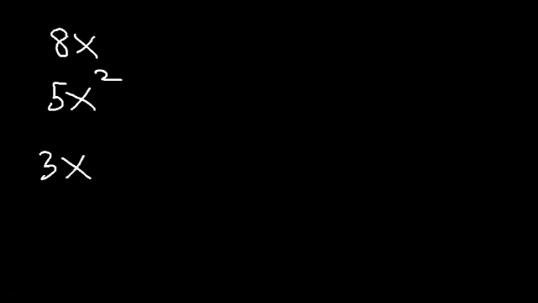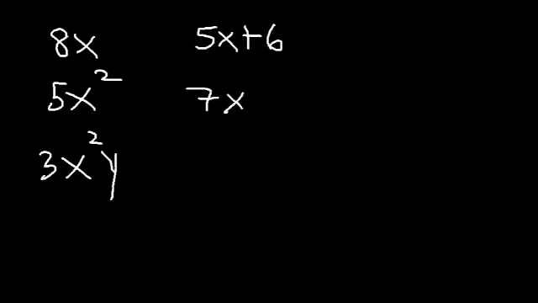So what is a polynomial? A polynomial is a function with many terms. A monomial is simply one term. 8x is a monomial. 5x squared, that's a monomial. Or 3x squared y is a monomial. A binomial has two terms, like 5x plus 6, 7x minus 3. Those are binomials. A trinomial has three terms. So x squared plus 6x plus 5 is a trinomial. A polynomial is an expression that has many terms.